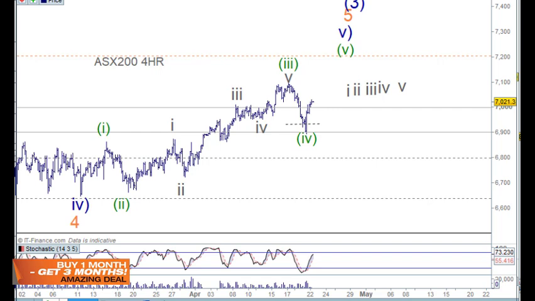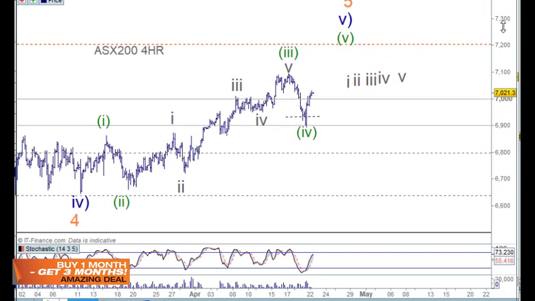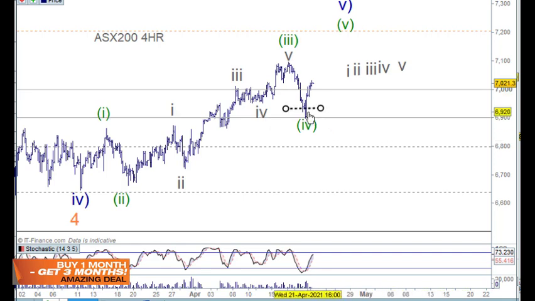Welcome to Trading Lounge and the Australian report for the 22nd of April. With the ASX here we're looking at wave 1 and 2 here, and then 1, 2, 3, 4 and 5 here. For wave 3 we're looking for wave 4 to pull back, and then up for wave 5 of 5 of 5 of 3 up here, so a larger top.